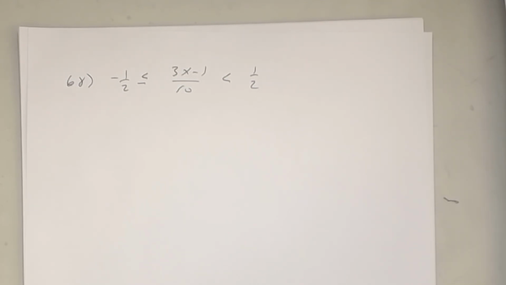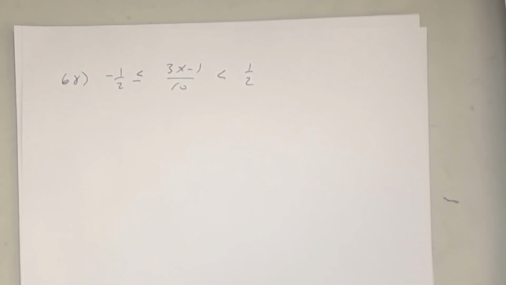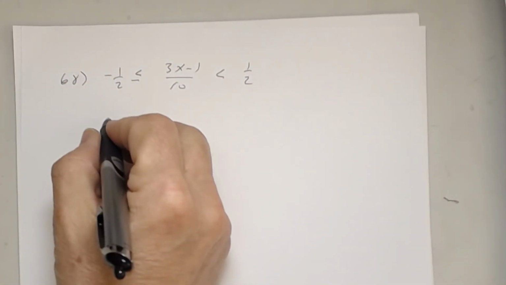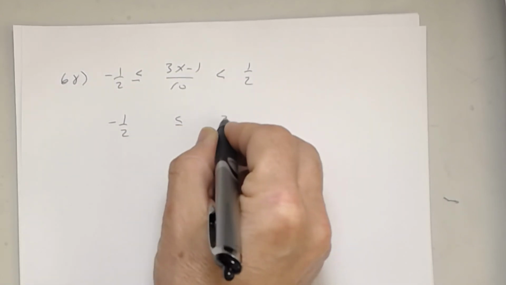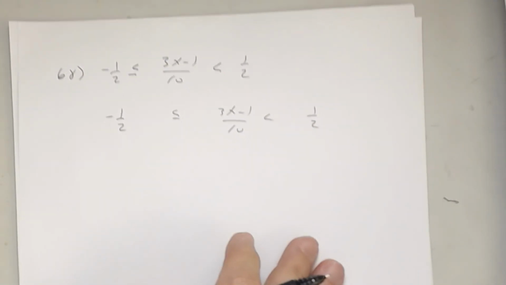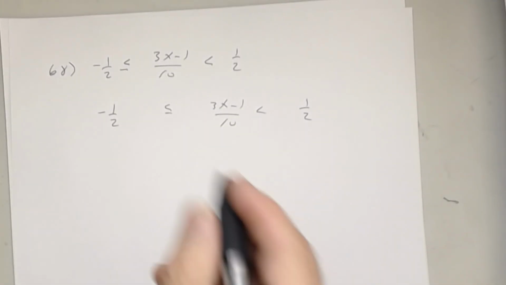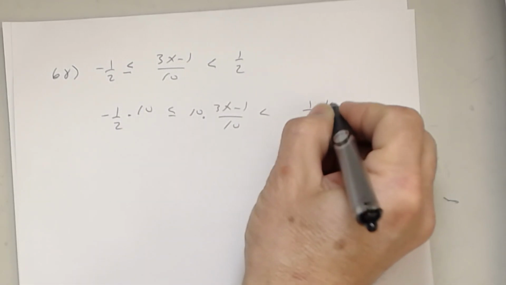So what's the first thing you're going to do to help yourself solve this inequality? Multiply all parts by 10. Very good. So I'm going to rewrite this over, because the LCD, the smallest number that 2 and 10 go into, is what? 10. So I'm going to write it over first. All I did was rewrite this and leave some space. So I'm going to say times 10, times 10, times 10, right?